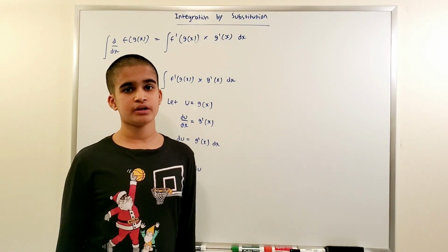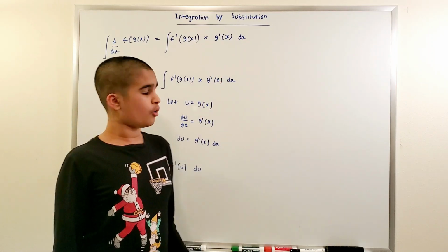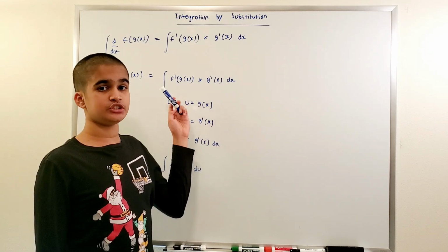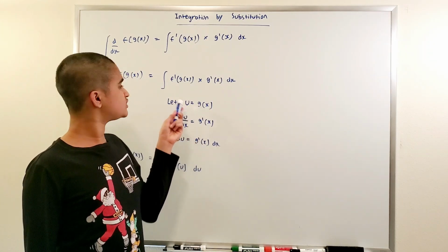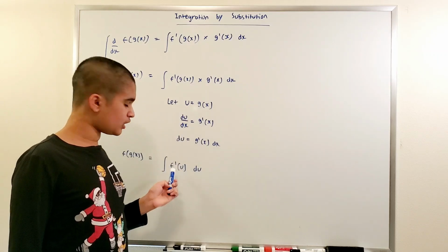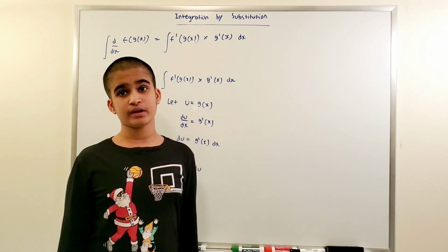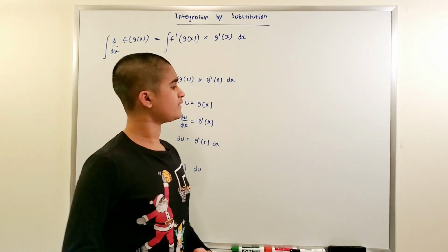To recap, in order to find the integral of the derivative of a composite function, all we need to do is recognize the inner function, which in this case is g of x, and then let that equal u, and then we substitute that into the outer function, and then we integrate the outer function to get the answer. Let us take an example to better understand this.